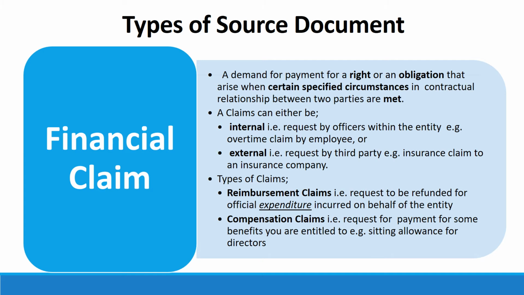There are two types of claims, a reimbursement claim and a compensation claim. A reimbursement claim is a claim to be refunded for an official duty incurred on behalf of an entity. A compensation claim is a request for payment for some benefit that you are entitled to, such as sitting allowances to directors.